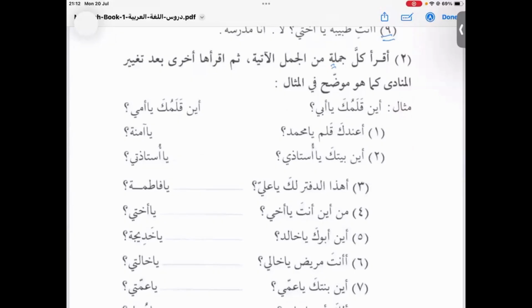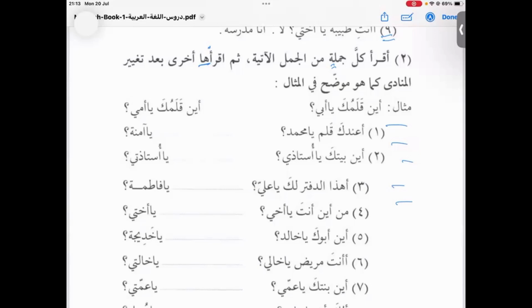Read every sentence. اقرأ, read. كل, every. جملة, sentence. من الجمل الآتية. From among the الجمل الآتية, the following sentences. These ones here. ثم اقرأها. Then read them. أخرى. Again. بعد, after. تغيير المنادى. After changing the munada. So what do you have to do?